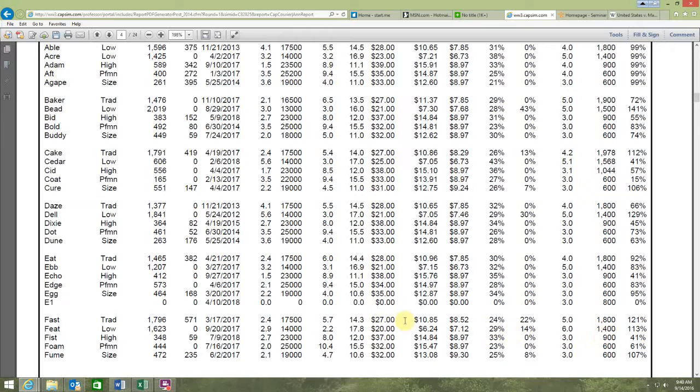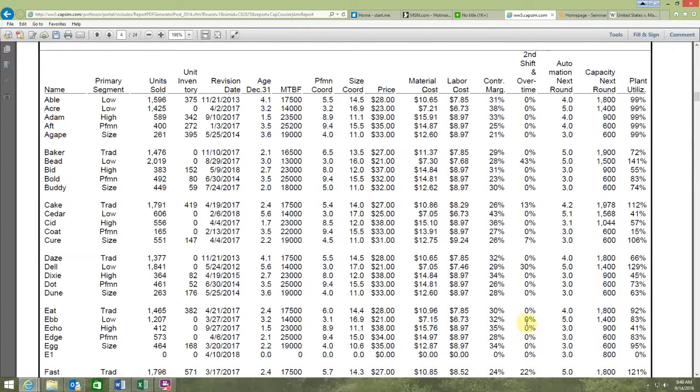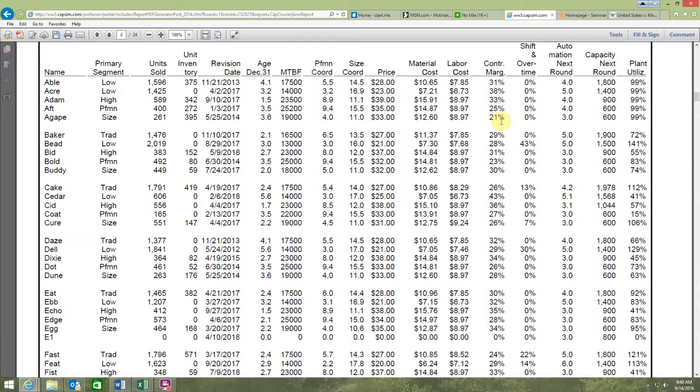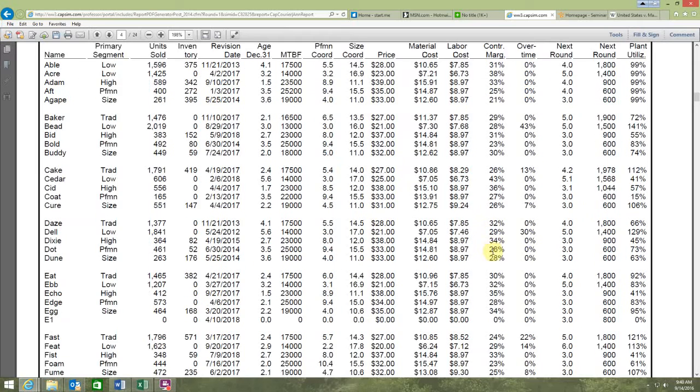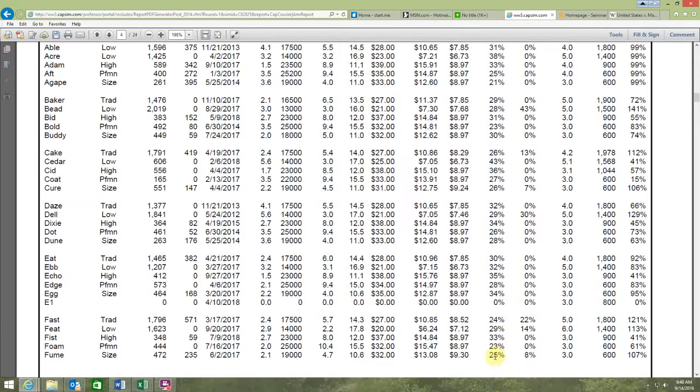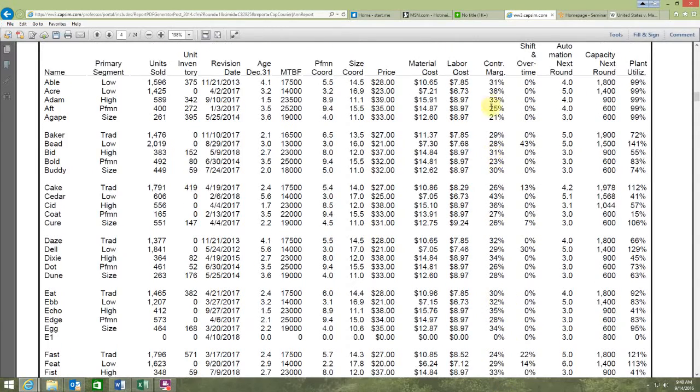Okay, so just glancing again a little bit at things. Here's over time, if we used any of that. Here's the contribution margin. Remember I said that that's such a huge deal up above. Here's the contribution margin per item. Okay, and I find that this can be kind of important.